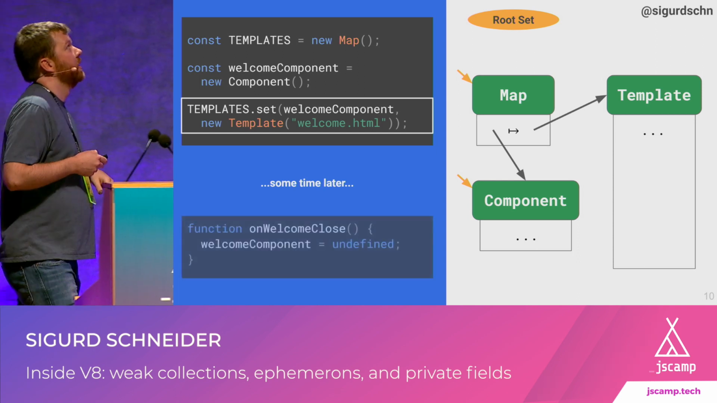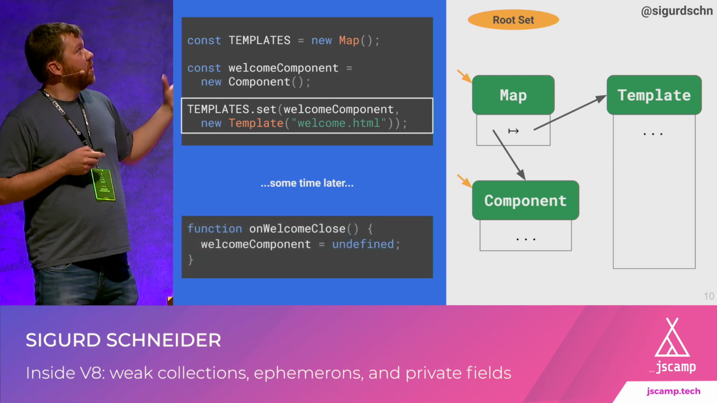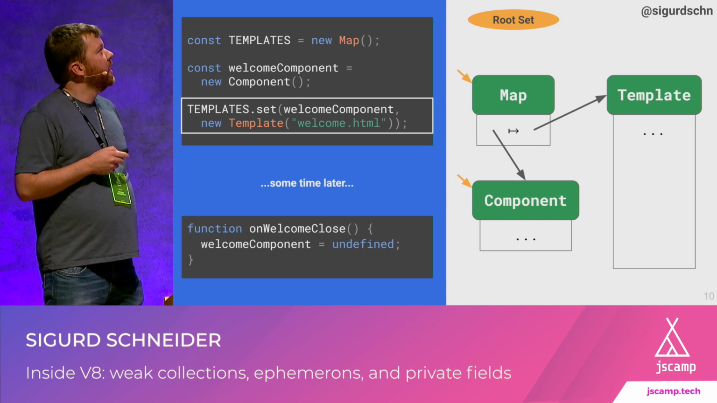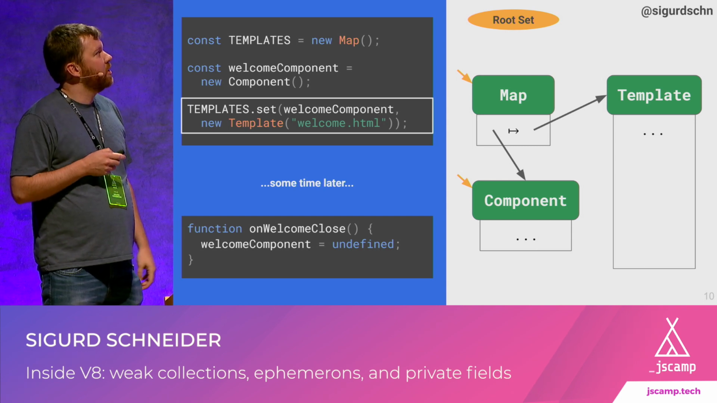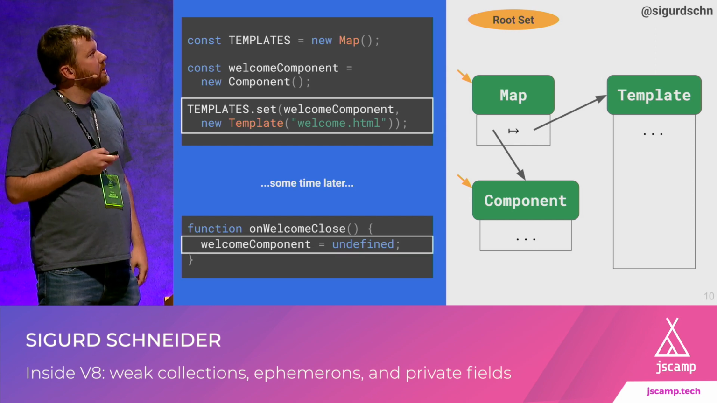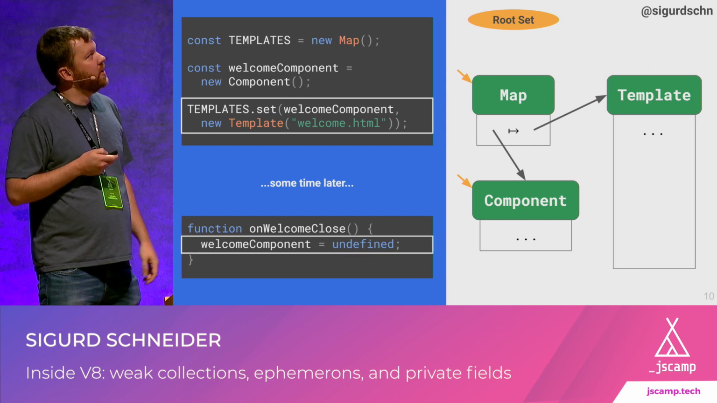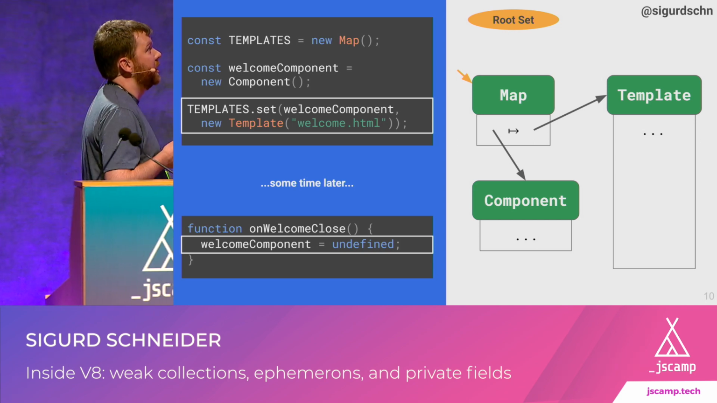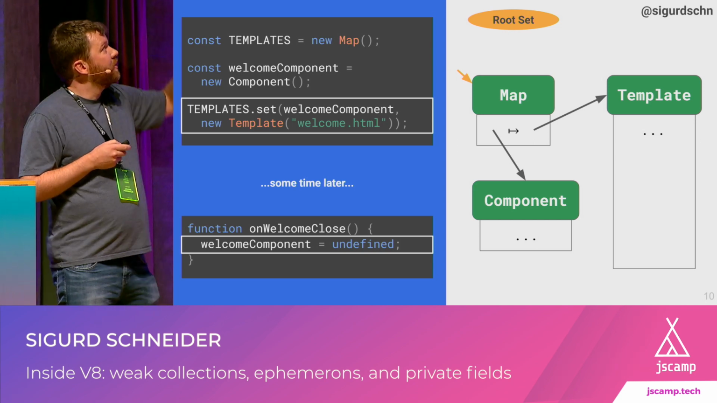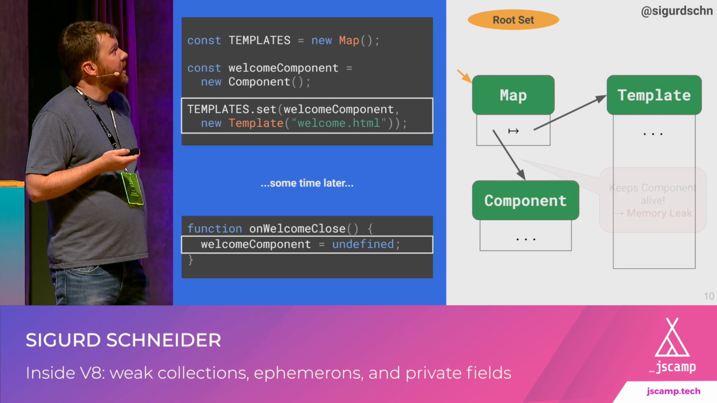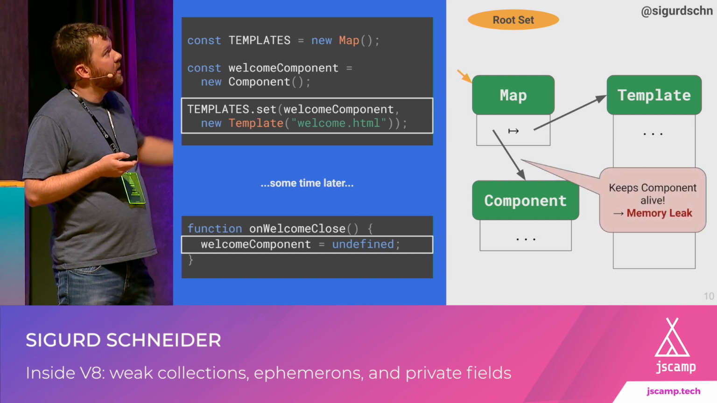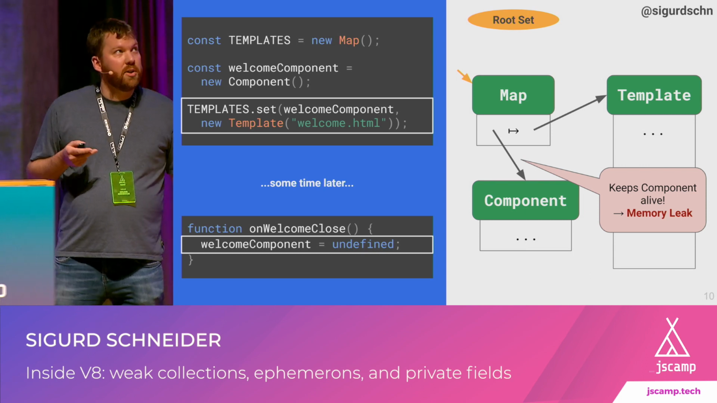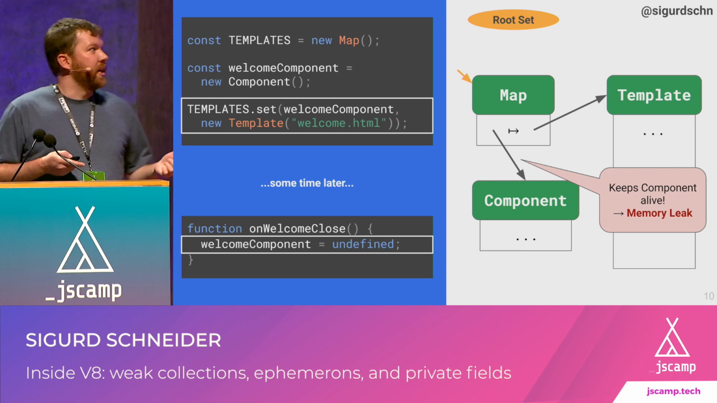Now the site has loaded, the user is interacting, he's happy about the welcome screen, but he clicks it away. So onWelcomeClose is executed, and you have foreseen this, and say, okay, we don't need the welcome component anymore, let's replace it with undefined. So now the welcome component isn't referenced anywhere anymore, except from the map. But what you would like to have is that the whole thing goes away, because after the website is loaded and the welcome component is closed, no one will ever use it again.